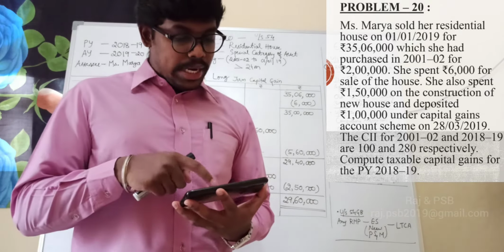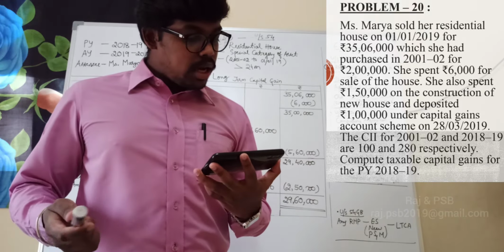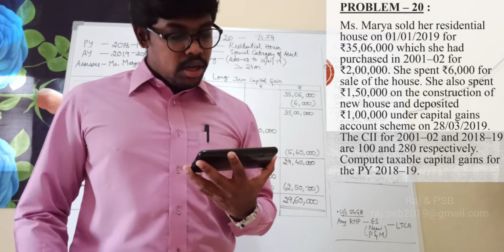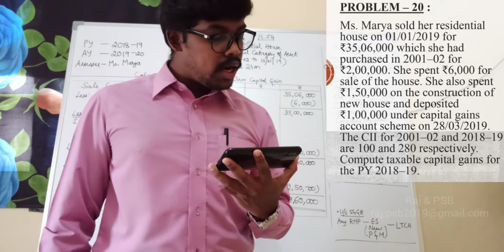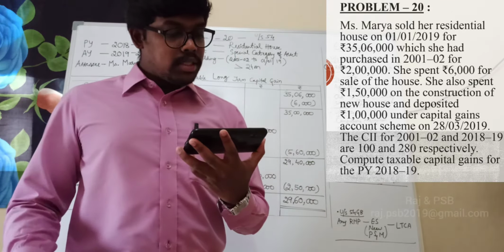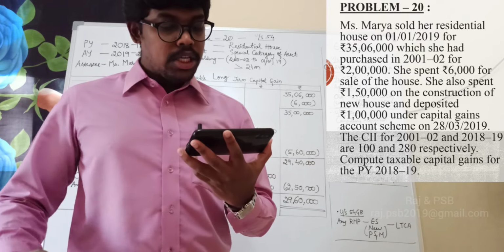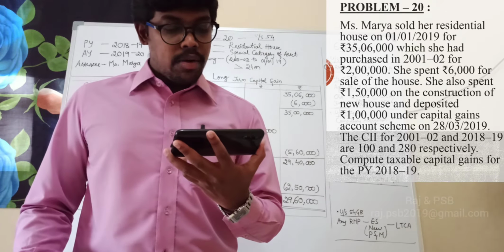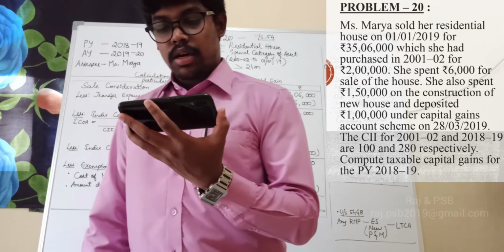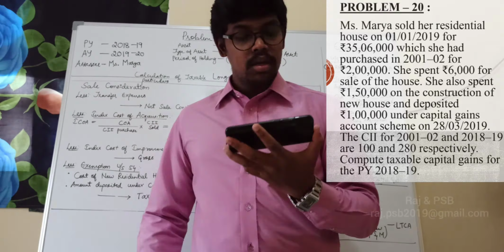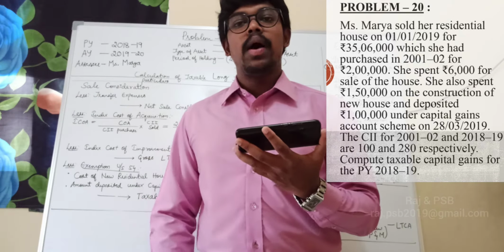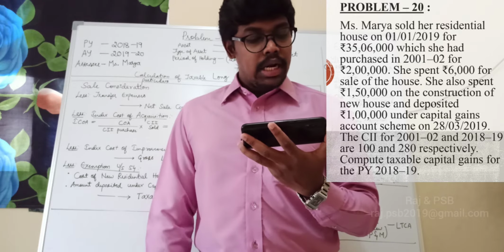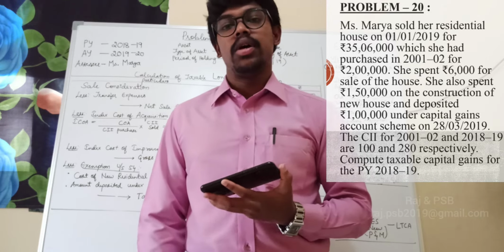Okay, problem number 20 says Miss Maria sold her residential house on 1/1/2019 for rupees 35 lakh 6,000, which she had purchased in 2001-2 for rupees 2 lakh. She spends rupees 6,000 for the sale of the house. She also spent rupees 1,50,000 on the construction of a new house and deposited 1 lakh under capital gains account scheme on 28/3/2019. The CII for 2001-2 and 2018-19 are 100 and 280 respectively. Compute the taxable capital gains for the previous year 2018-19.